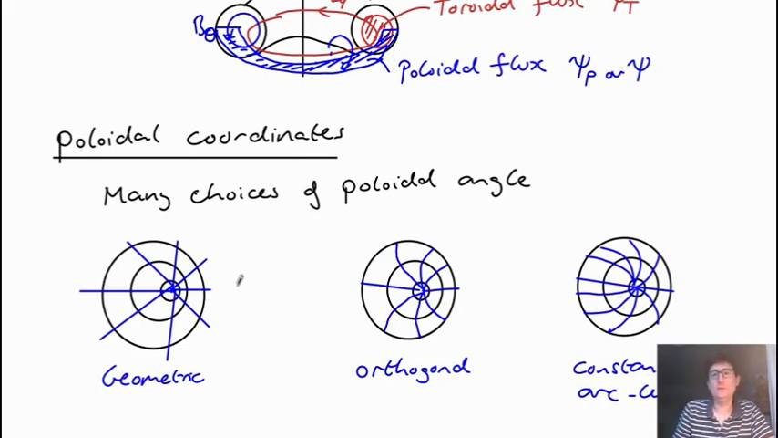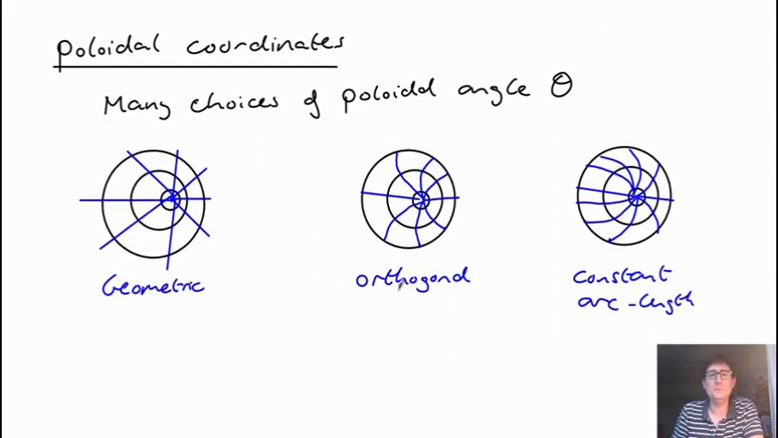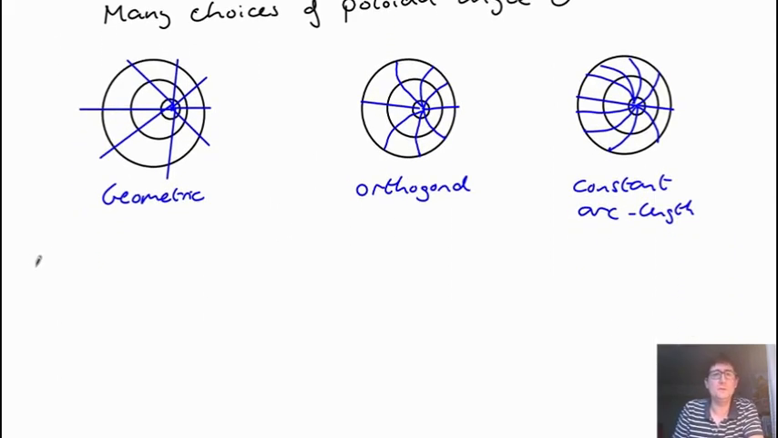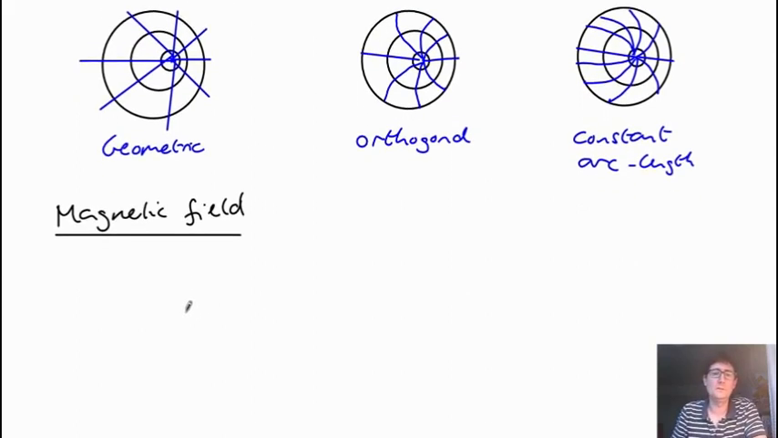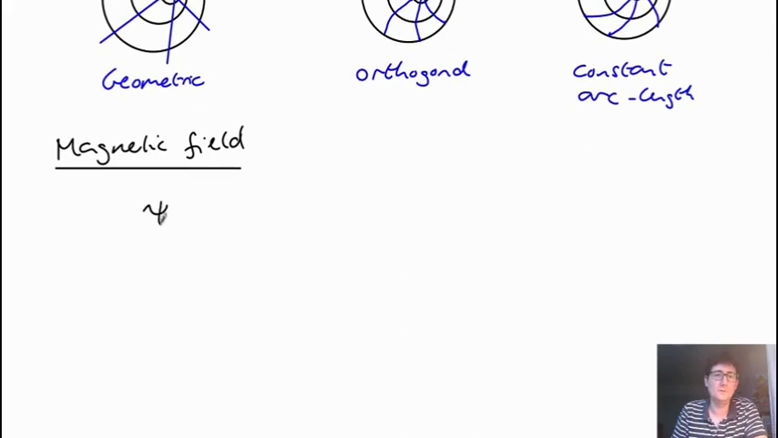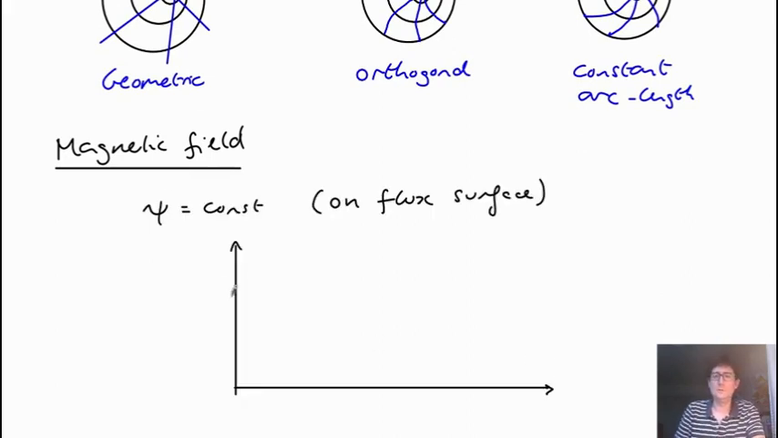Okay, having chosen a set of flux surfaces, so a radial coordinate psi and a poloidal angle, which we'll call theta. This is our theta angle going around out here. Now we want to look at what the magnetic field looks like. So how do we align a coordinate system with a magnetic field? If you take a single flux surface, so we say psi equals constant, we'll plot what the magnetic field looks like on a flux surface.